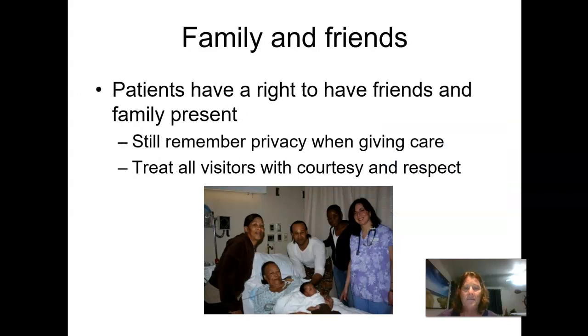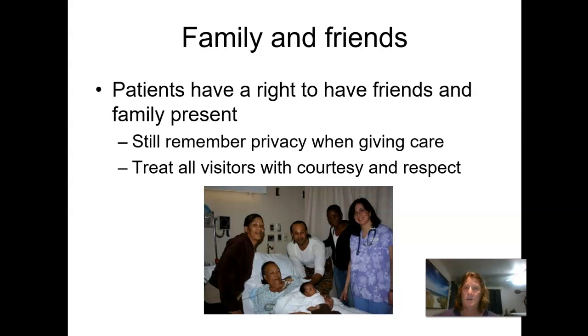As far as family and friends go, you guys, we're not there to care for the family, we're there to care for the patient or the resident. But patients have a right to have their friends and their family present. So we still have to remember privacy when we're giving care. We want to make sure we're treating all visitors with courtesy and with respect.